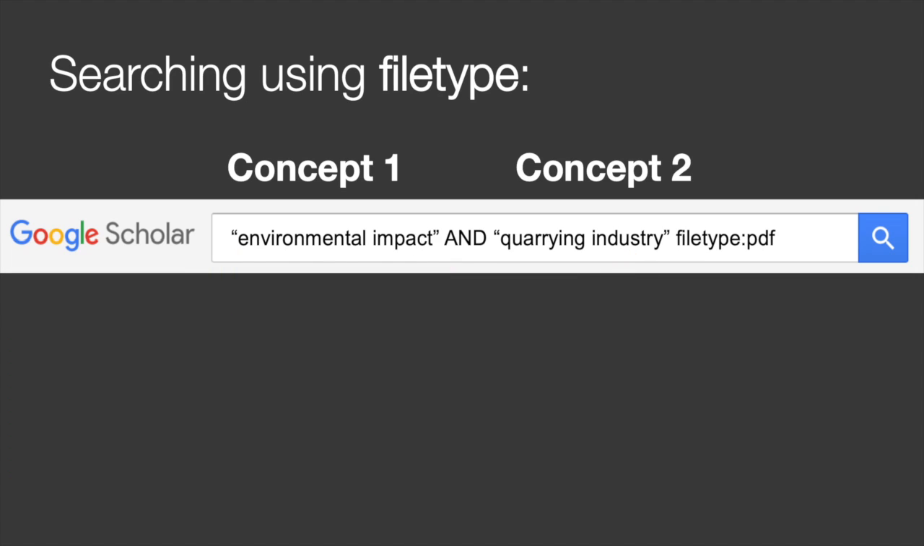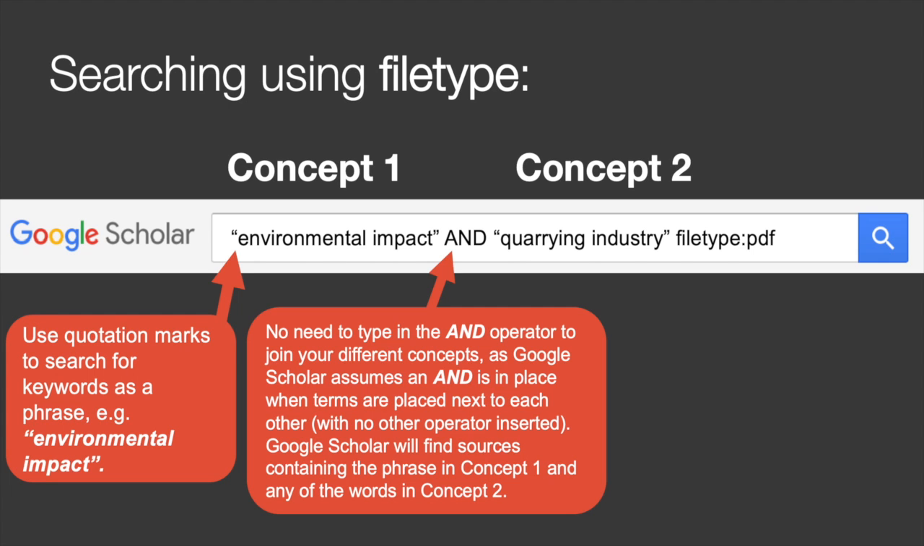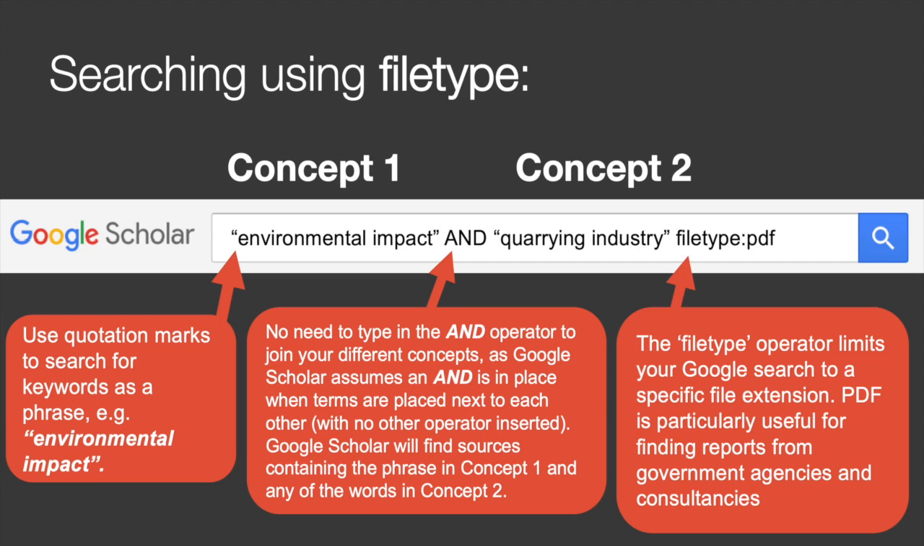You can also do a file type search, which helps narrow down your results to something more useful. Again, here we use quotation marks to specify "environmental impact". In this one, I've used the AND operator and capitalized it, just so I can keep track of my own search. And then by putting in the filetype operator, I can limit my Google search to a specific file extension. PDF is really useful here for finding reports from government agencies or consultancies, particularly about a given industry.